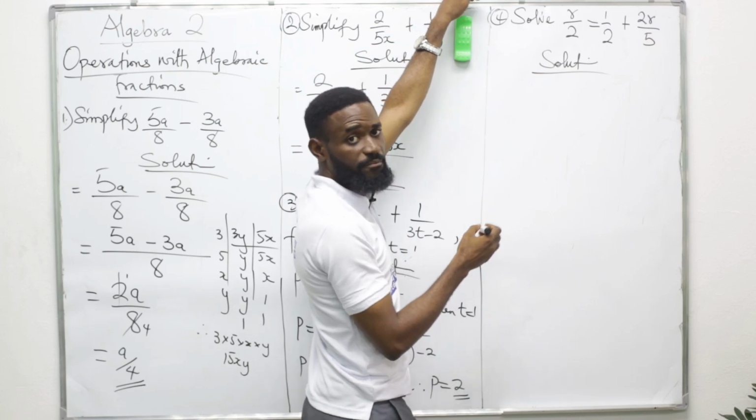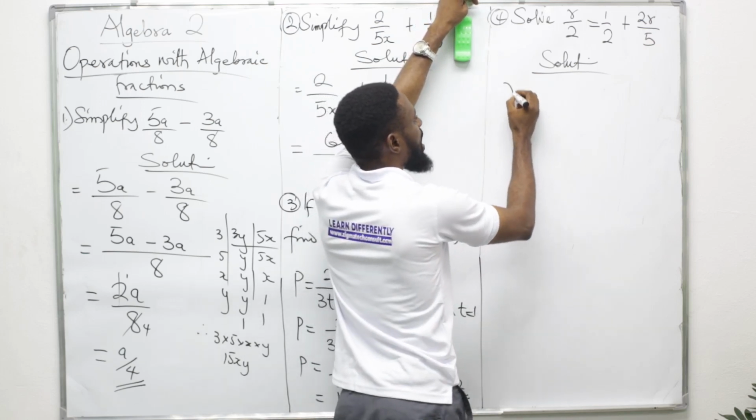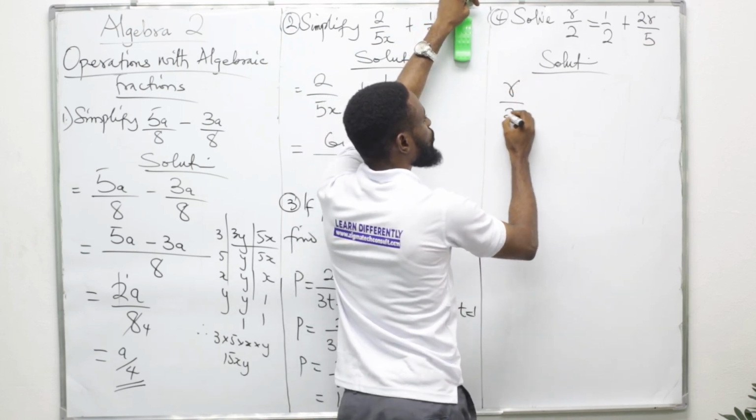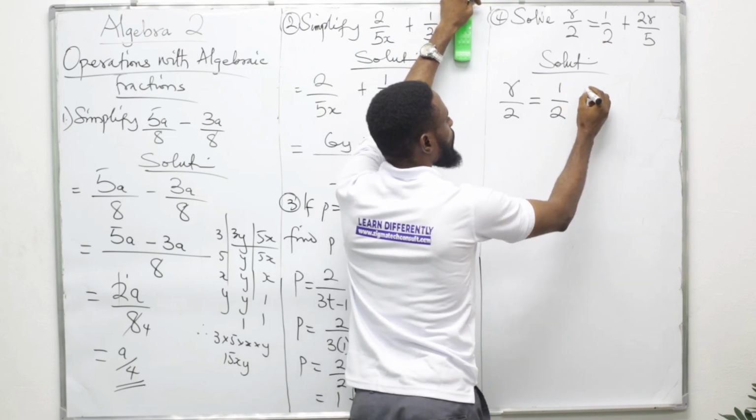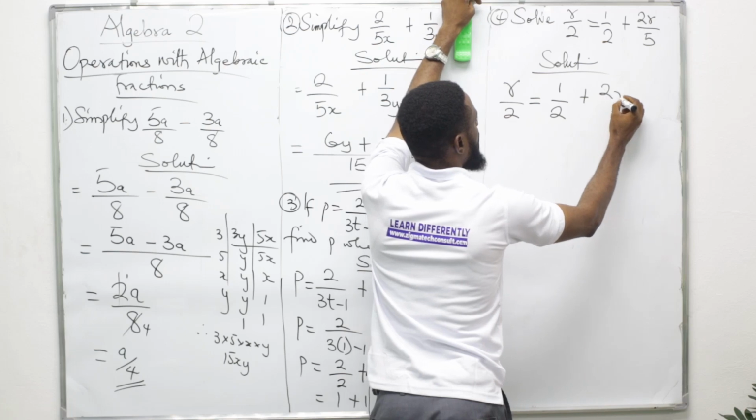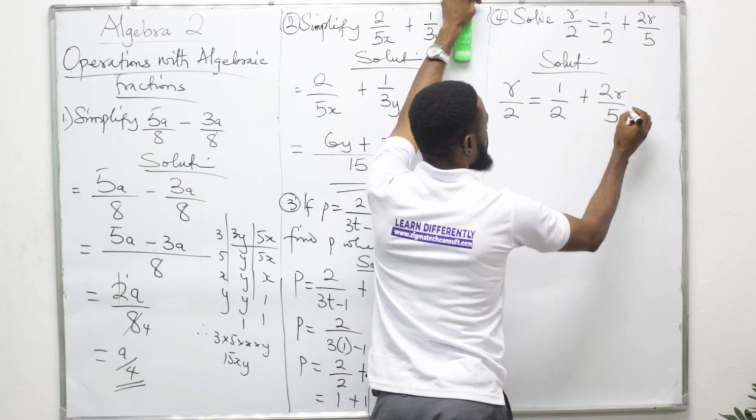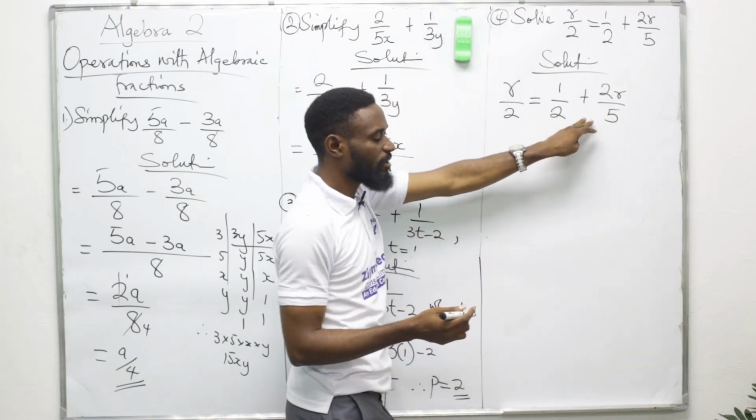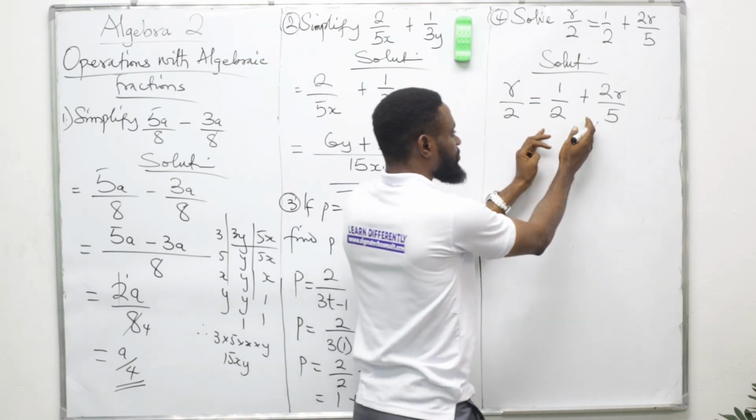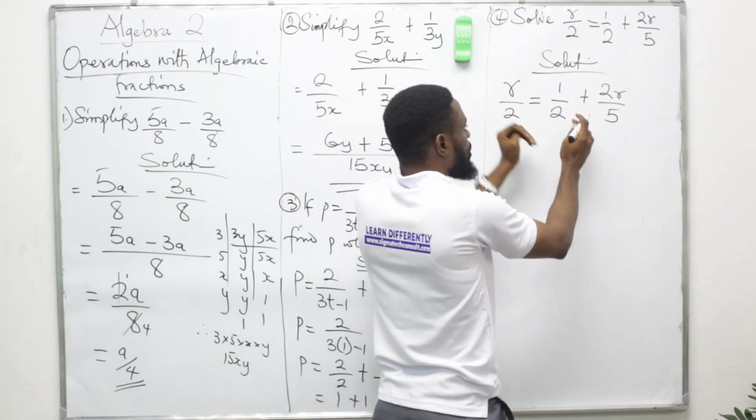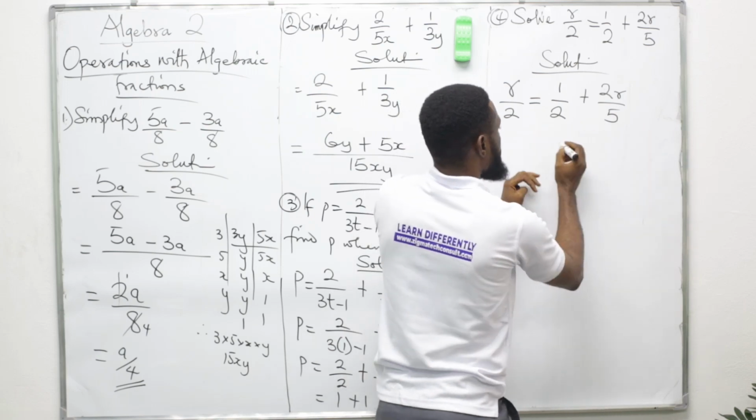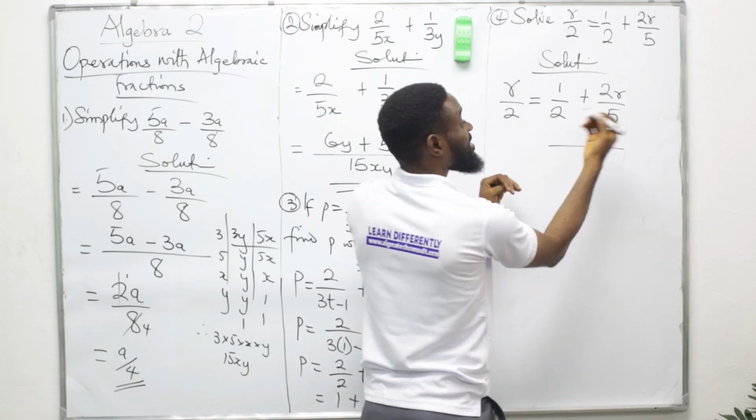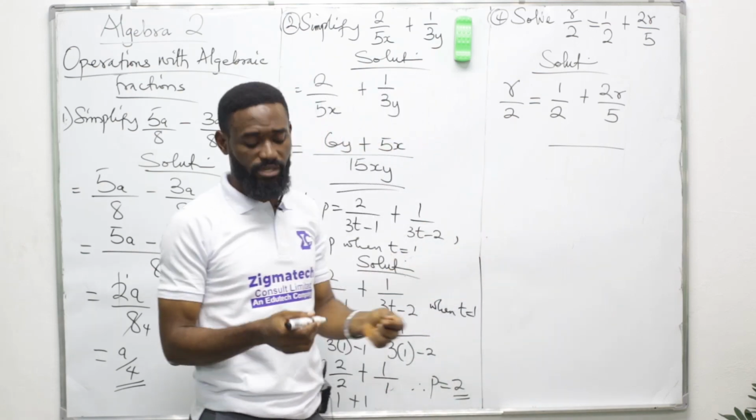So we have R over 2 is equal to 1 over 2 plus 2R over 5. Okay, let's simplify this place. What it will mean is that the LCM of 2 and 5, we'll bring it down here. The LCM of 2 and 5 is 10, even without solving.